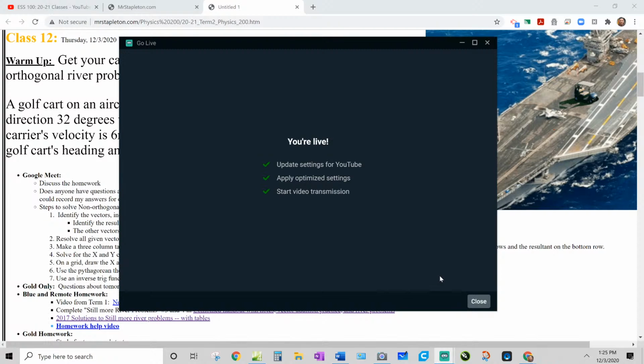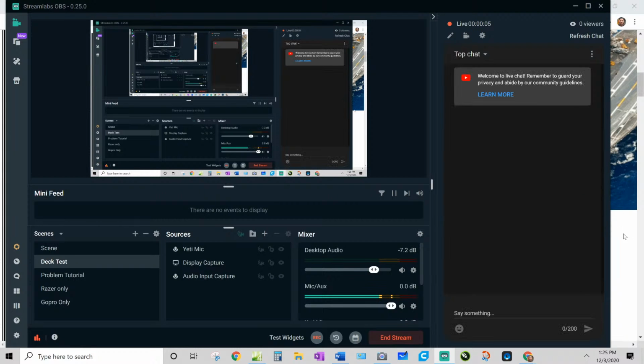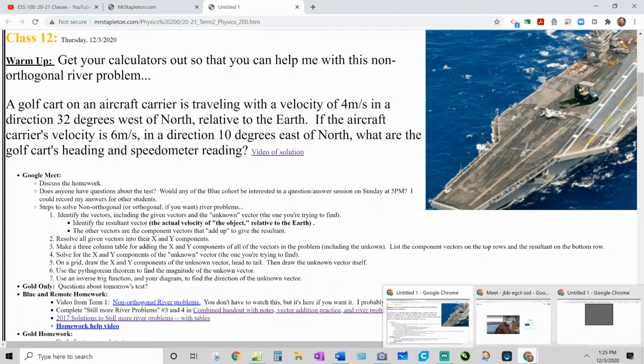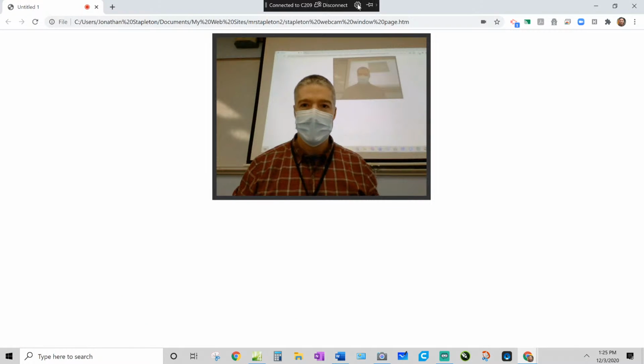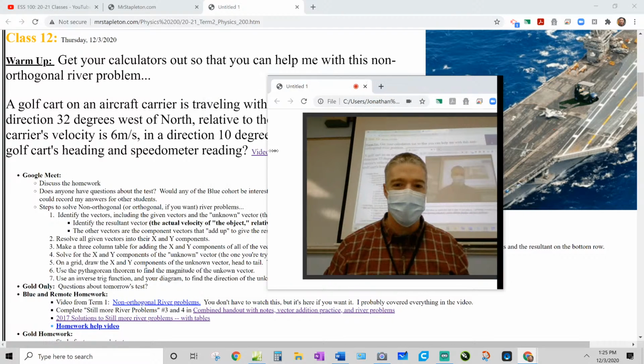Through how to solve a non-orthogonal river problem, and I think you might be able to figure it out on your own, but just in case, I want to be as careful as I can be about teaching you everything you need to know.